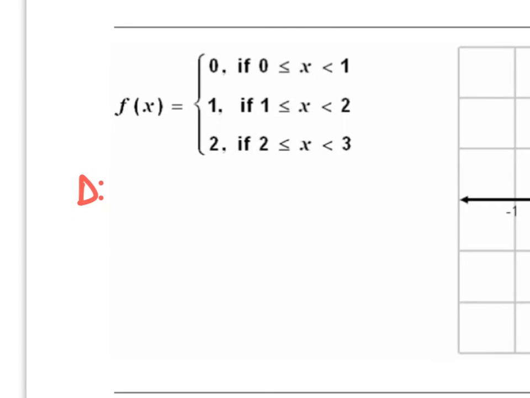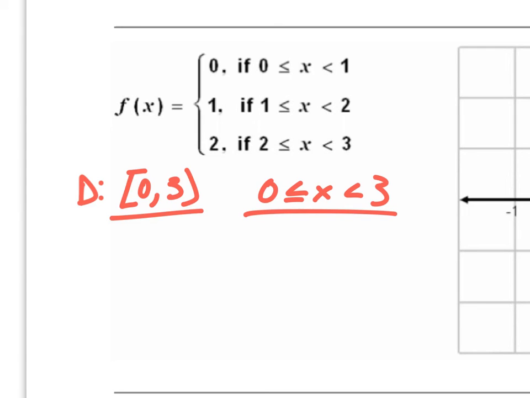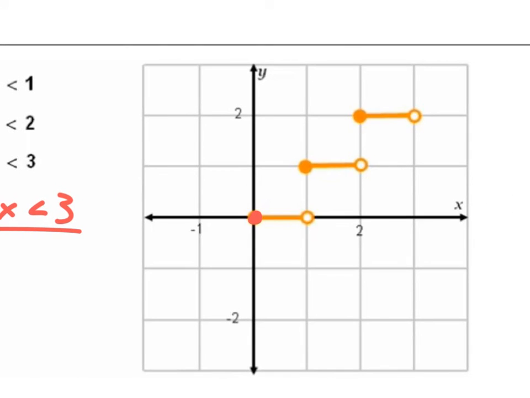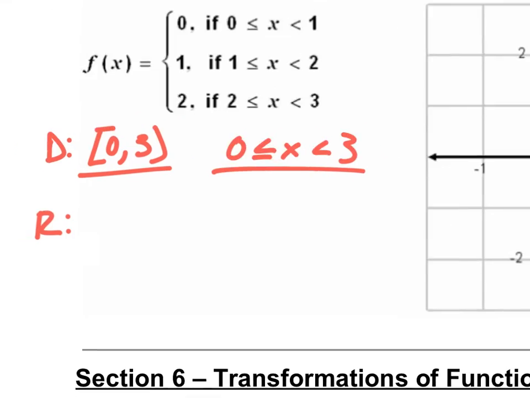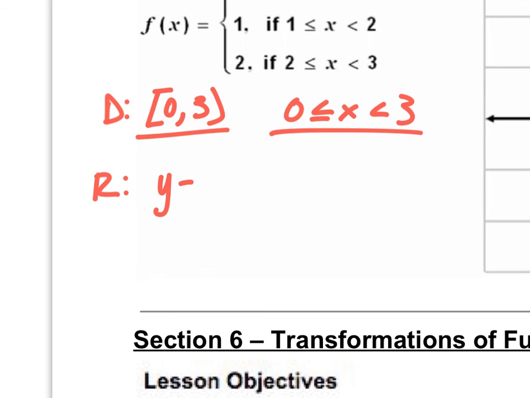So really my domain starts at 0 and goes all the way to 3, but we don't include 3. We would say that 0 is less than or equal to x, which is less than 3. You can do either of these: one is interval notation, the other is inequality notation. Our range, though, is a little bit different. We only have the y values of 0, 1, and 2, and that's it. There's no interval notation here because I can't really model that.